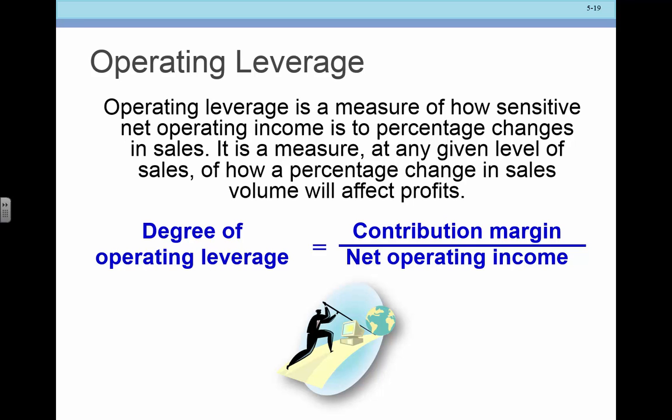It's going to be really high. Your contribution margin is going to be really high because most of your costs are fixed, i.e. your variable costs are low, i.e. your CM is high. So once you've covered your fixed costs, it's gravy, right? That concept is operating leverage.